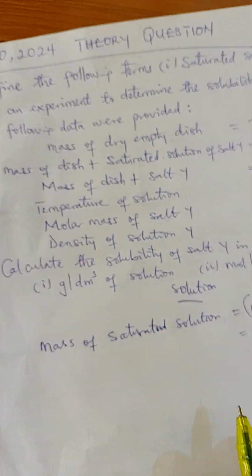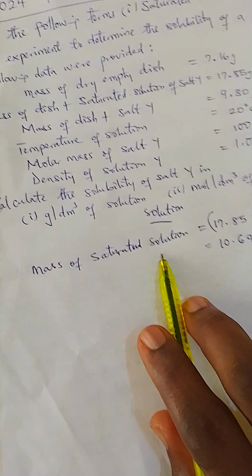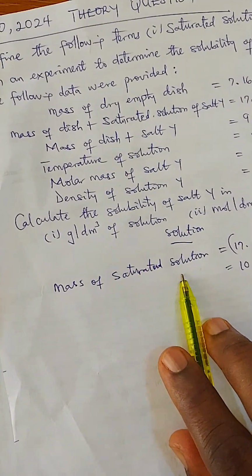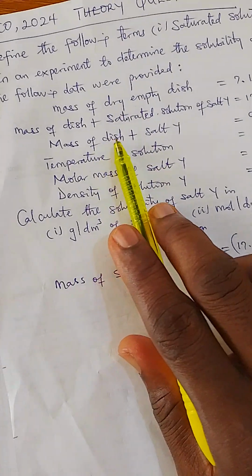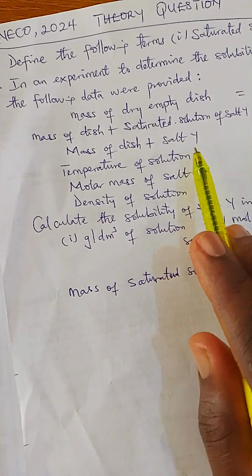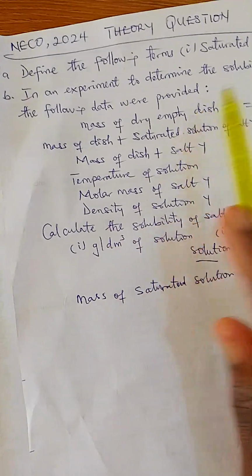The next one you're going to find is the mass of the dry salt. You know that the solution is the one that contains the salt and the water. So the mass of the dry salt is what remains when the water has been evaporated. Look at this information here. We have the mass of dish plus salt Y, and I have the empty dish here. So I'm going to subtract this from this. I hope you are following.